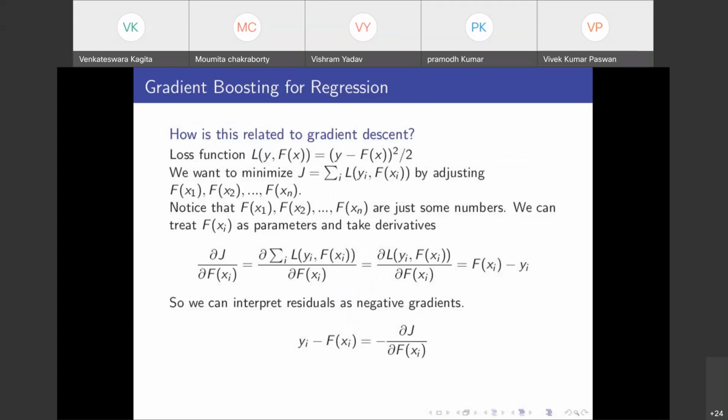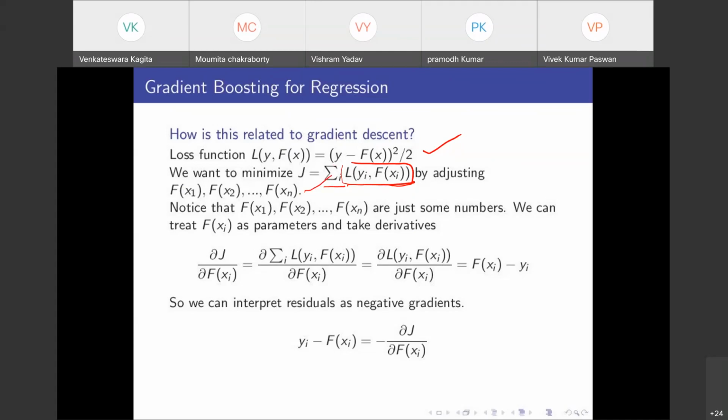How are the residuals equivalent to the gradient descent algorithm? Let us see that. So our loss function is (y minus f of x) whole squared by 2. Right? We want to minimize this loss function by taking the sum over i equal to 1 to n of the loss of these individual instances. So we want to minimize this loss function by adjusting f of x1, f of x2, and so on, f of xn. Right. So please note here that we are not adjusting theta values.